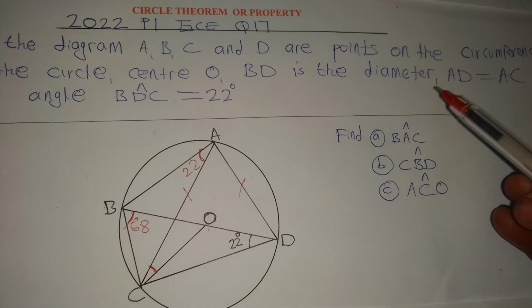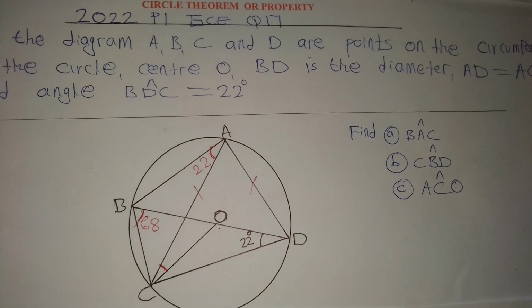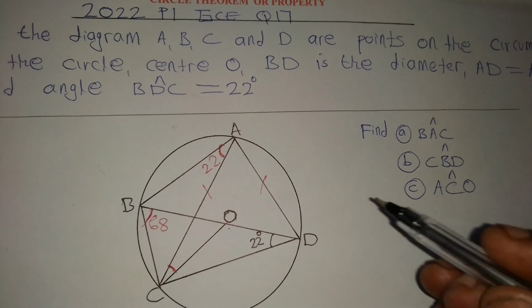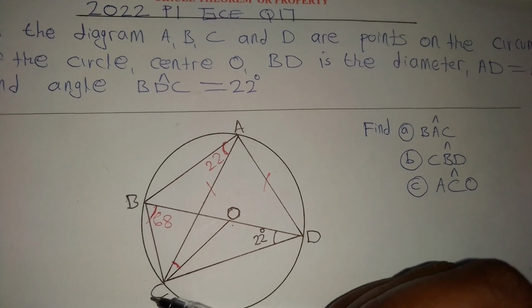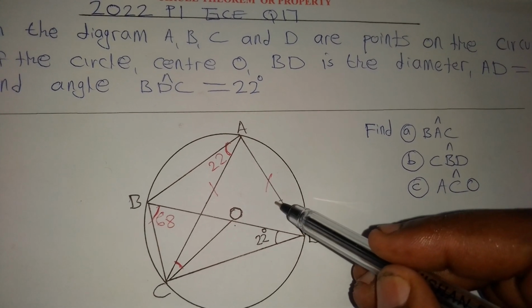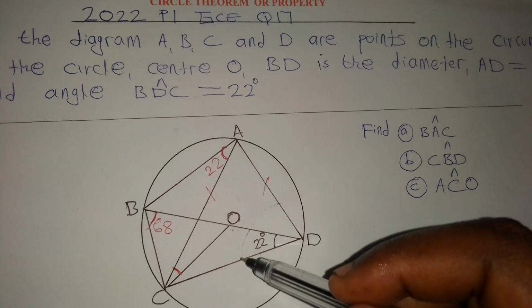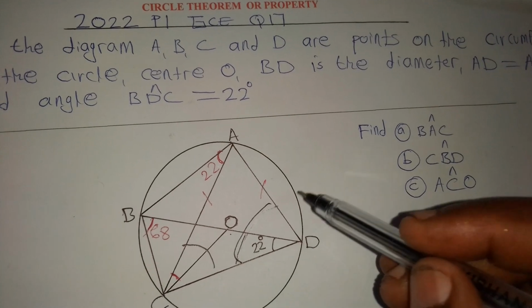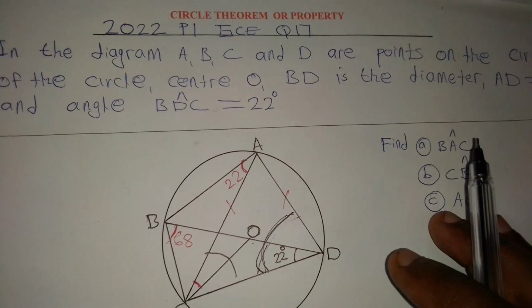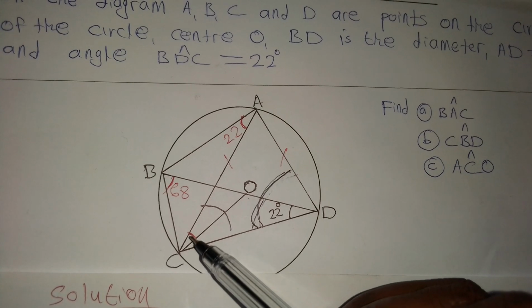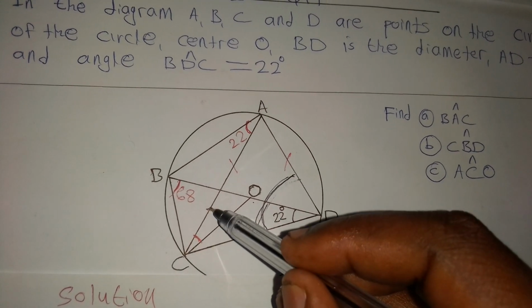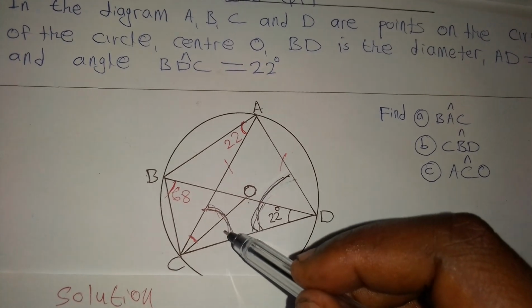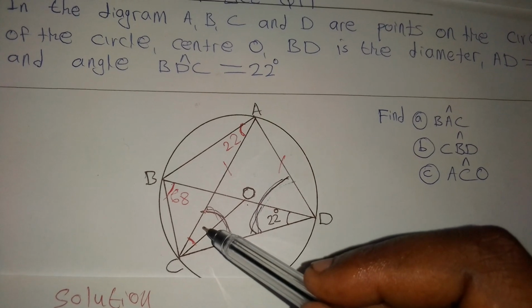Okay, just like the way they are saying AD is equal to AC, it means that the base angles are the same. By base, I mean that when you look at this triangle ACD, the angle which is here and the angle which is here are the same. So for us to find the angle where I've put a red ink, we just have to know this angle. When we find this angle, then we'll be able to find the angle which is here.